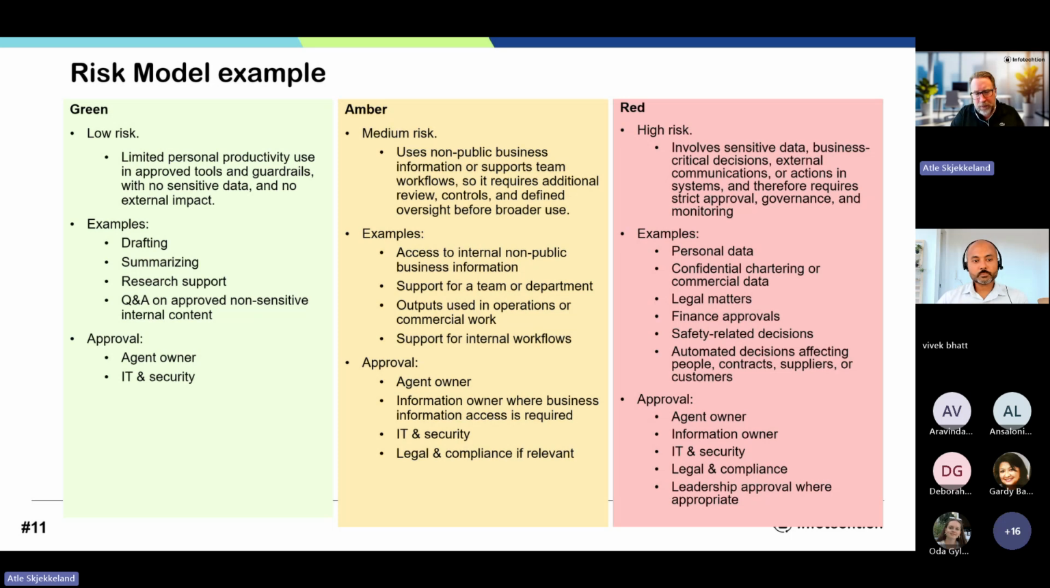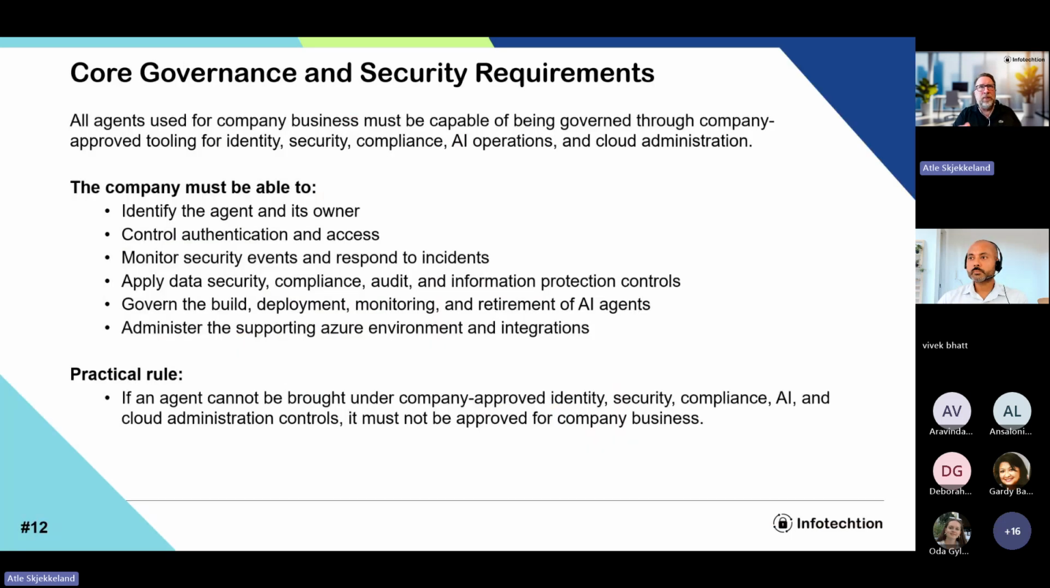But I have to say, in the work we've done with customers, we often see some generic or common requirements. And that is that all agents used for company business must be capable of being governed through company-approved tooling for identity, security, compliance, AI operation, and cloud administration. What does that mean? That fancy sentence means the company must be able to identify the agent and its owner, control authentication and access, monitor security events and respond to incidents, and then apply security, compliance, audit, and information protection controls.